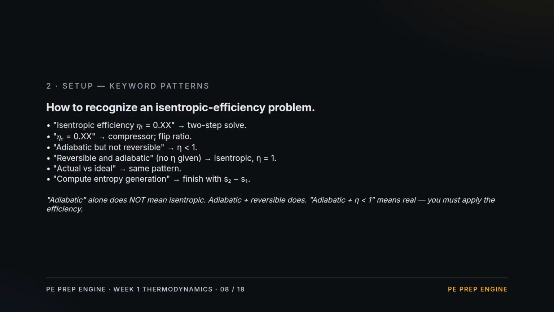Pattern recognition. Isentropic efficiency below 1 always triggers the 2-step solve. Ideal 2s first, then correct with eta. Compressor and pump efficiencies flip the ratio. Adiabatic alone isn't isentropic. You also need reversibility. A final ask for entropy generation means finish with S actual minus S1.